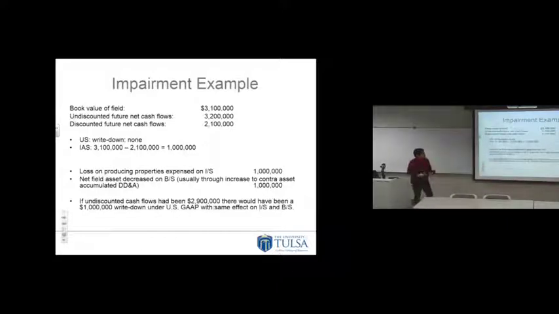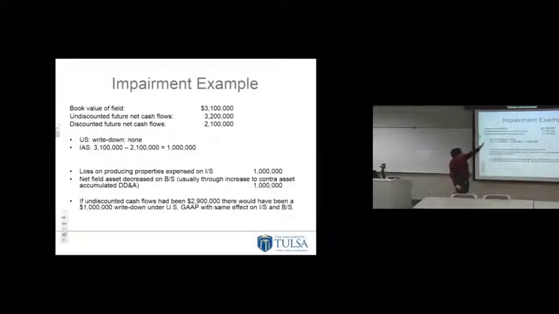Usually companies will increase accumulated DD&A, which is a contra asset, in order to get to that net field asset being decreased on the balance sheet. So if I increase a contra asset like accumulated DD&A, or I could have a separate contra asset like accumulated capitalized cost reduction or accumulated impaired field cost, some contra asset is going to reduce the net field asset on the balance sheet by $1 million.